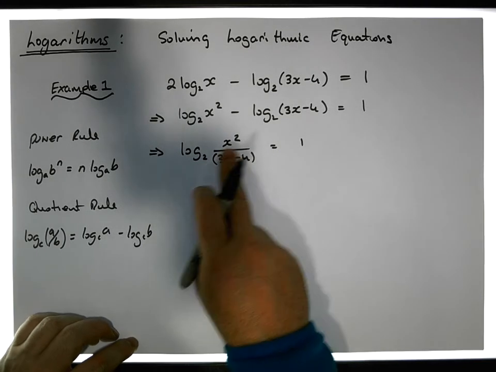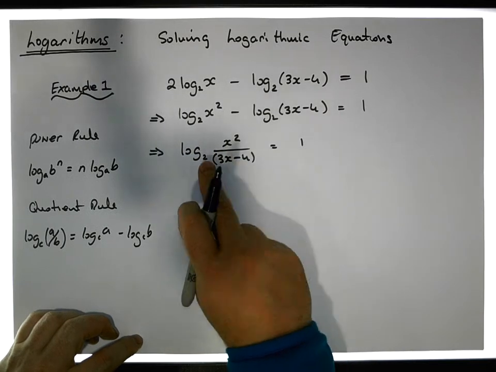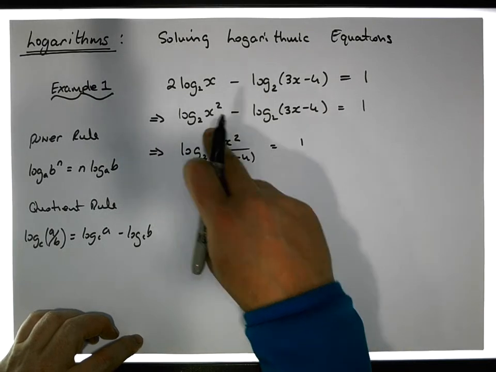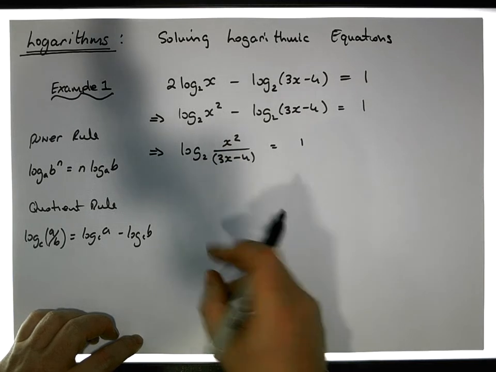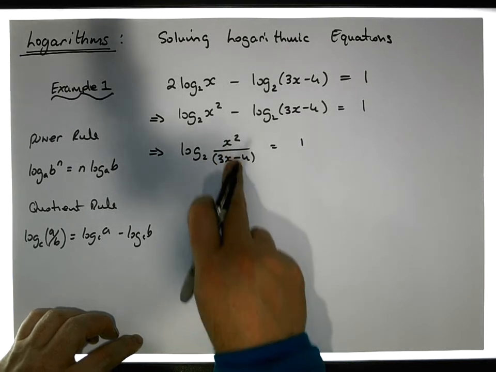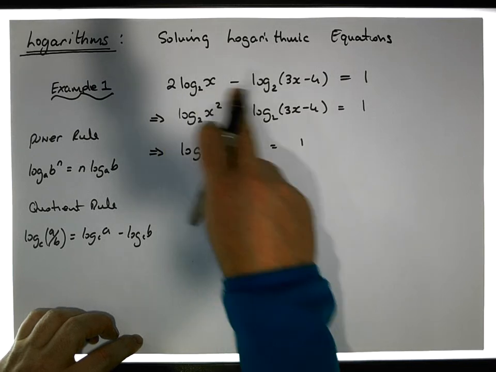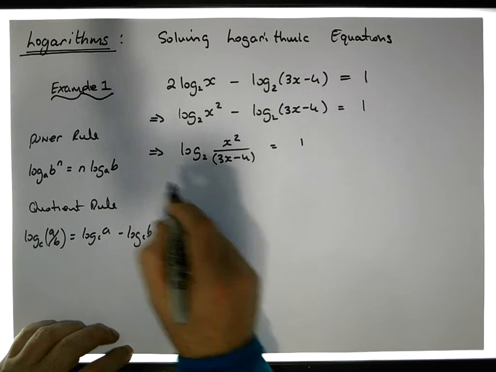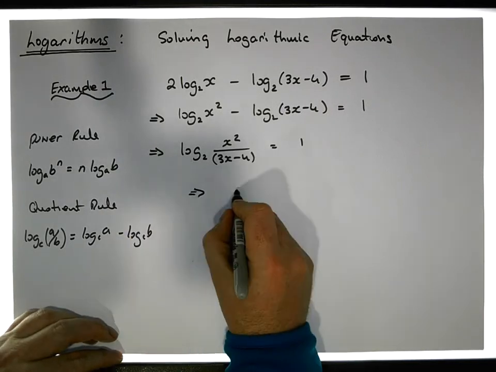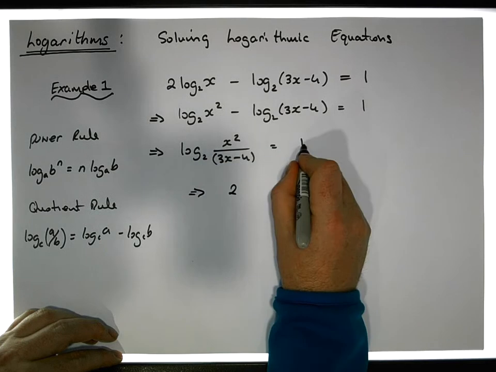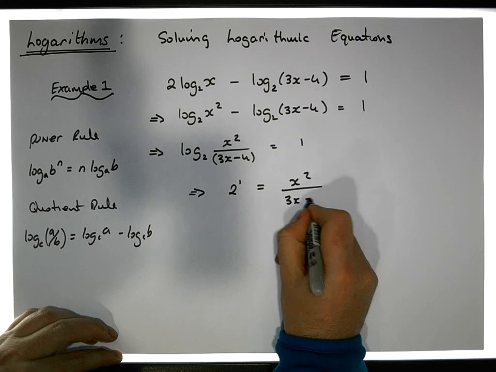So in logarithmic terms, what does this mean? It means that the log of this number to the base 2 is equal to 1, which means that 2 raised to the power of 1 must be equal to this number. The question is, what exponent should we raise 2 to, to get this particular number, x squared over 3x minus 4? And we've been told that this log is equal to 1. So this implies that 2, the base, to the power of 1 must be equal to x squared over 3x minus 4.